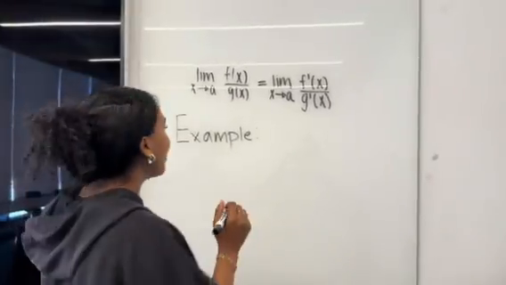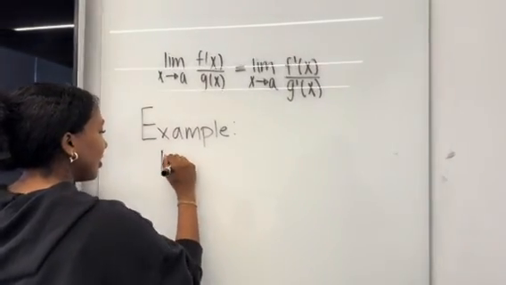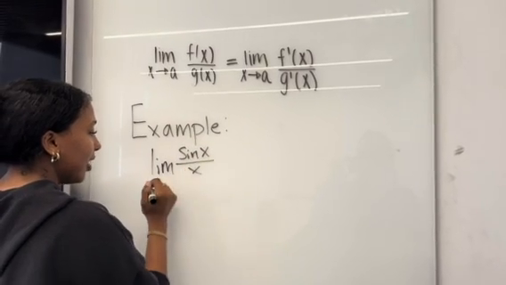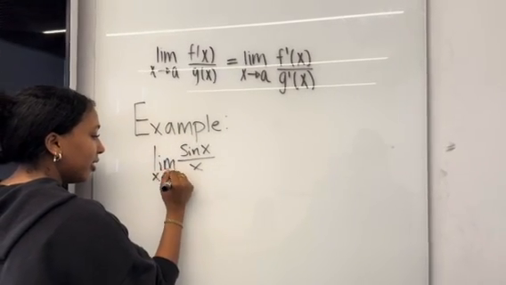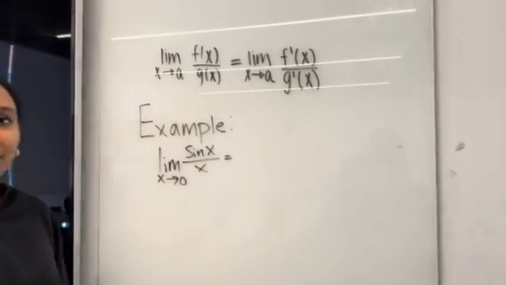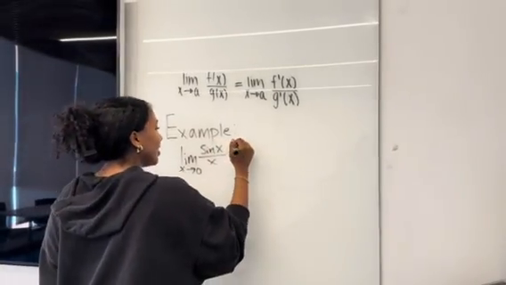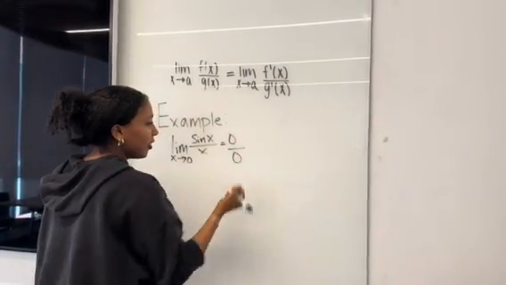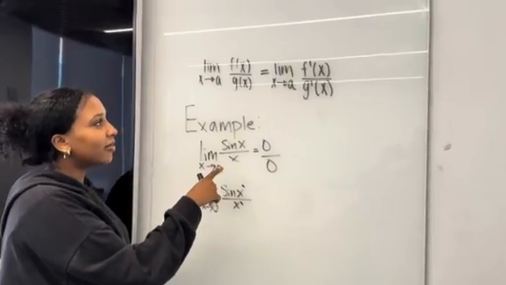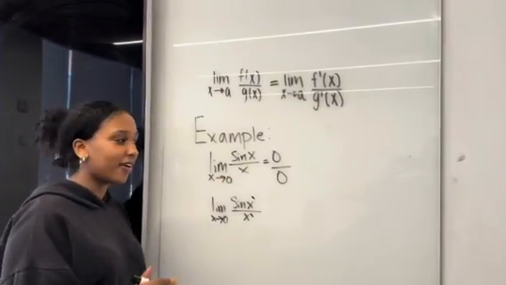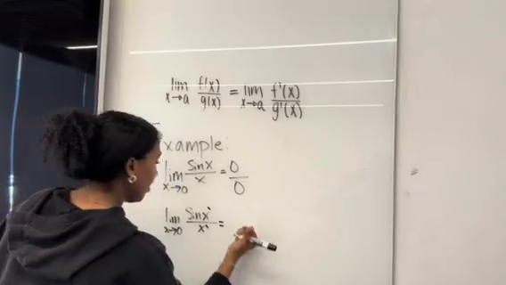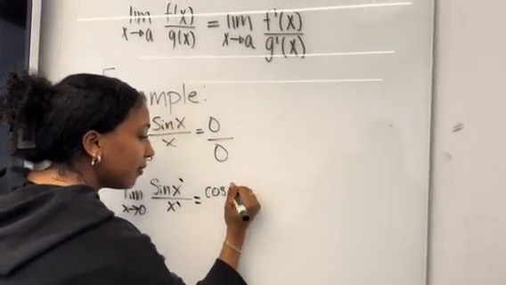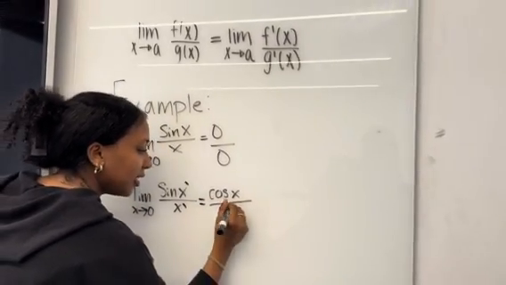Okay, for our example, we can use the limit of sine x over x as x approaches 0. This seems hard to find because if we substitute into sine x over x as x approaches 0, that would give us 0 over 0. Since this is indeterminate, we know we can use L'Hopital's rule to find the derivative. So the derivative of sine x is cosine x, and the derivative of x is 1.